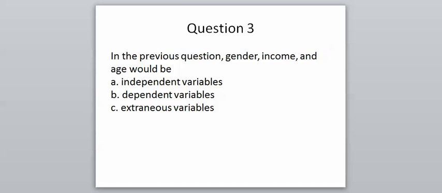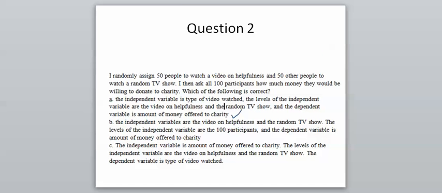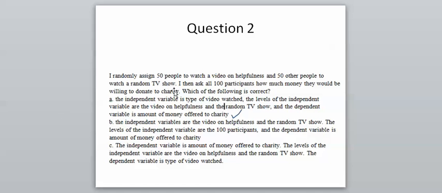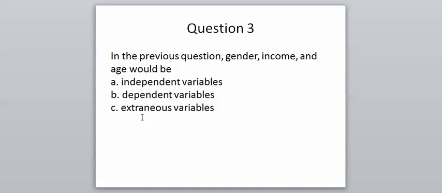Well, in this study, we're looking at the effects of the type of the video on the amount of money donated to charity. Gender, income, and age are variables that might affect the amount of money donated to charity, but they're not within the focus of our study. Since they're outside of the focus of the study and they're not independent or dependent variables, they're extraneous.